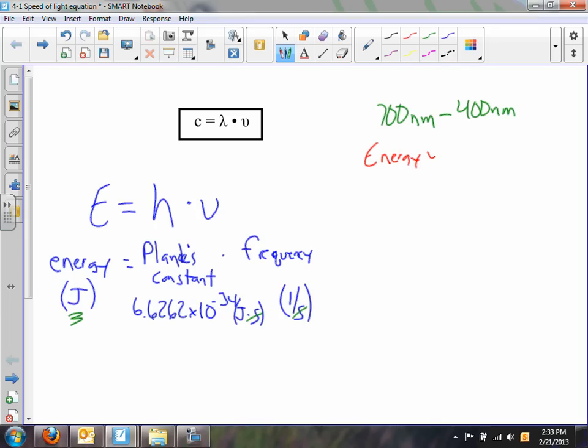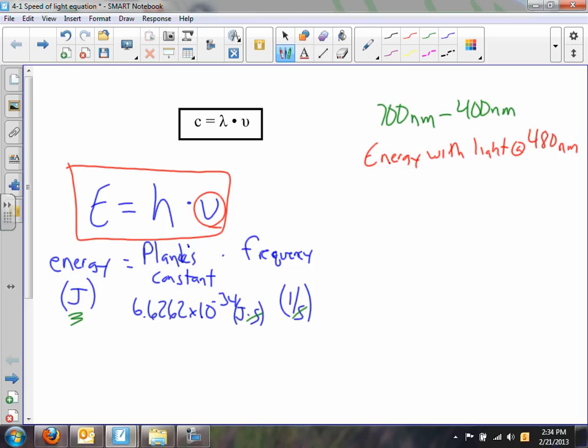Let's find the energy associated with light at 480 nanometers. In this case, I'm given a wavelength, but I need to find energy, so I need frequency. Well, no problem. I can do one of two things. I can either use this equation to change my wavelength into frequency, or I can substitute this equation for frequency. I think I'm going to do it that way.